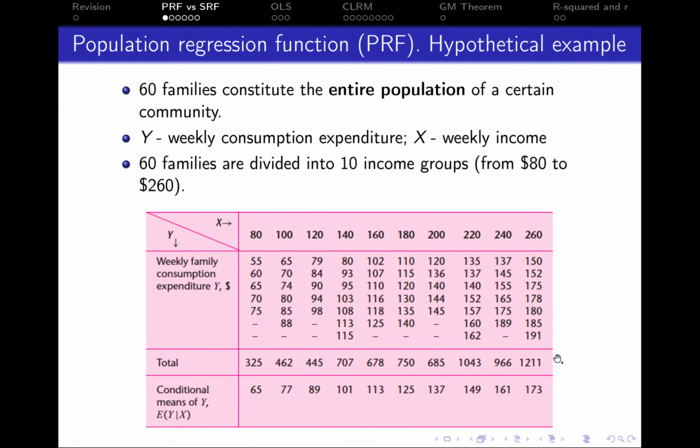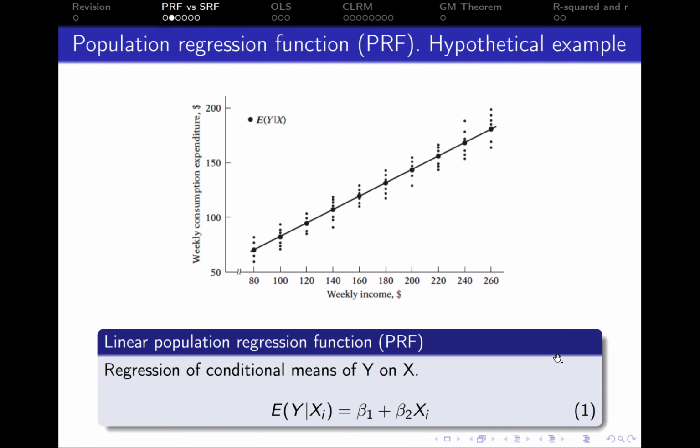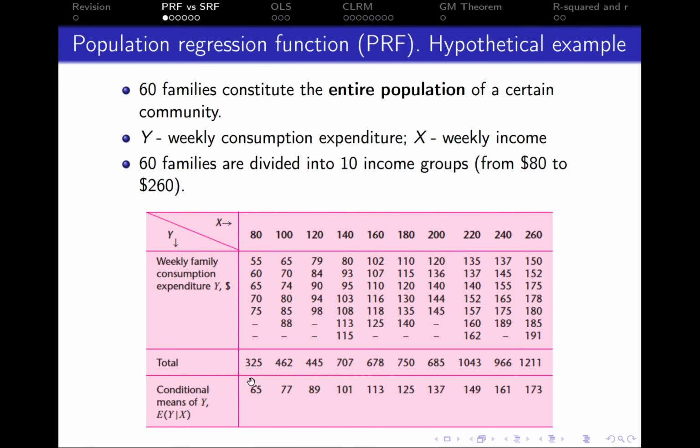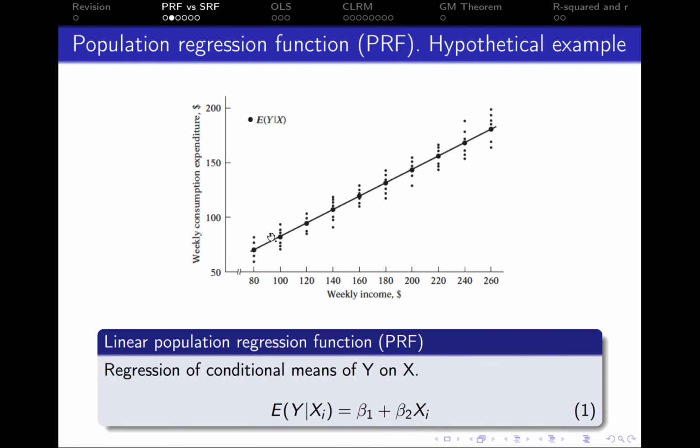So after this table has been constructed, the following graph has been drawn. So the large dots on this line, those are the conditional means, 65, 72, 89. So we just put them on a graph against the income group they belong to. So that would be 65 for 80, 77 for 100, and so on and so forth. After that, we connect the dots and we get this straight line.